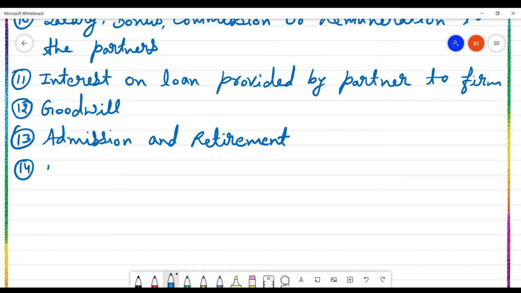Next, dissolution of firm. In what circumstances will the firm be dissolved? What procedure will be adopted? These points are mentioned in the partnership deed.